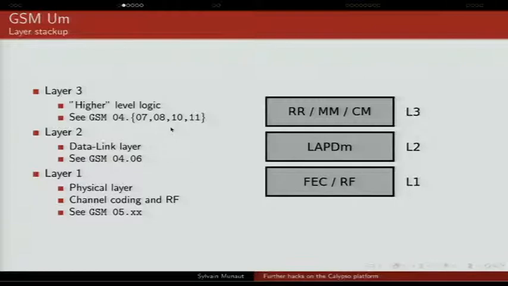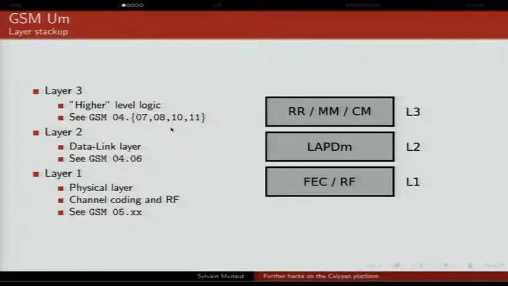So if you look at the air interface, this communication over the air, it's of course decomposed into different layers. The top layer is layer 3. It's itself decomposed into several sub-layers like resource management, mobility management, call management, and it's basically all the high-level logic of the phone. There is the specification reference in case you want to read them.